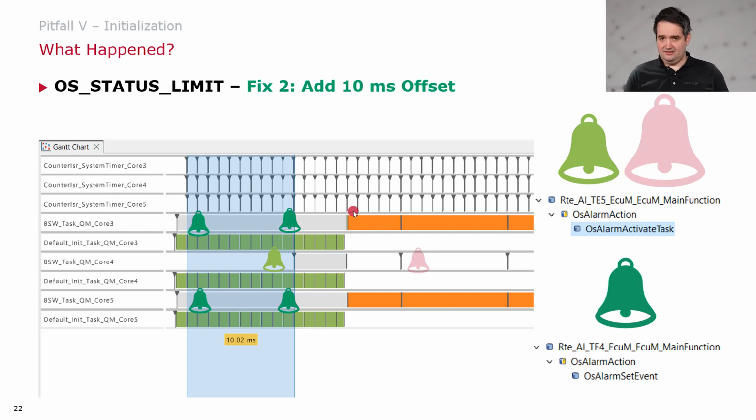Please keep in mind there is a short trap behind it. If we are not able to schedule the main function and the task till here, this point, we observe the same behavior and the OS status limit is hit again. So this implementation is not rock solid. It can change if you add up more functionality during your initialization phase.